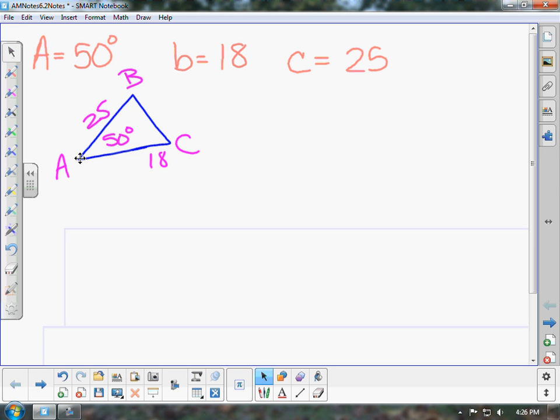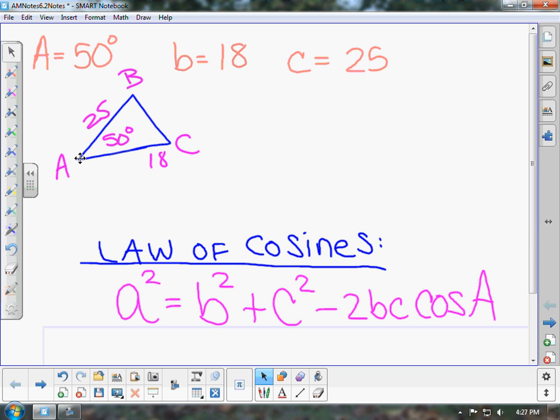So here we have an angle, but not the side opposite it, so we cannot use the law of sines. We would need to use the law of cosines. And the law of cosines says that you have a side squared equals the other side squared plus the other side squared minus 2 times BC times cosine of A.